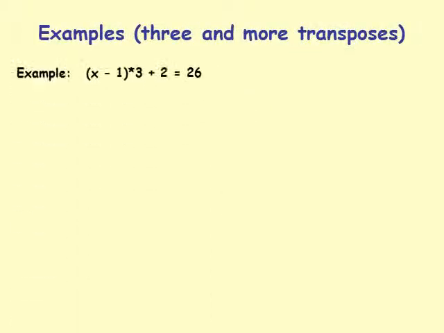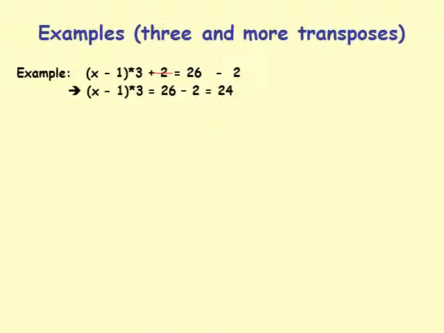Let's do more transposes here. Here is x minus 1. First we subtract 1 from x, then multiply the result by 3 and add 2 to the result of the multiplication by 3, and the result is 26. The last thing we did is add 2, so we move that to the right across the equal sign, and the added term becomes a subtracted term. 26 minus 2 is 24.